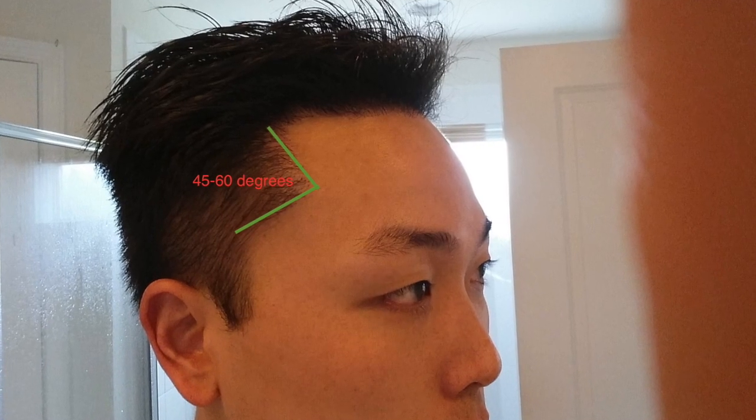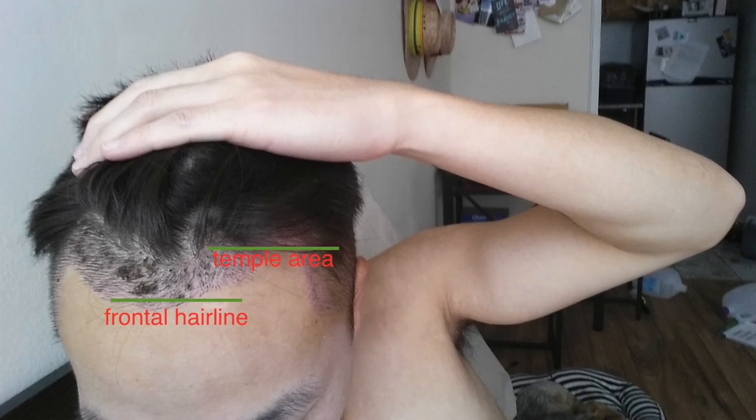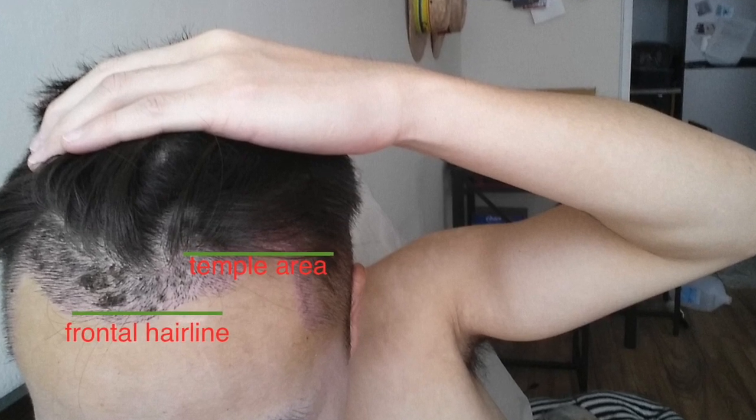From here, I'm going to draw a line of about 45 to 60 degrees. And instead of just going straight, I'm going to have the temporal point be a little bit higher because the temples are going to look more natural if they are receding a little bit. So if you guys take a look here, I'm going to draw a line that's going to go up to here. So this angle right there should be about 45 to 60 degrees. It looks like it's more towards 60 degrees, but that can also be done based on your preference.